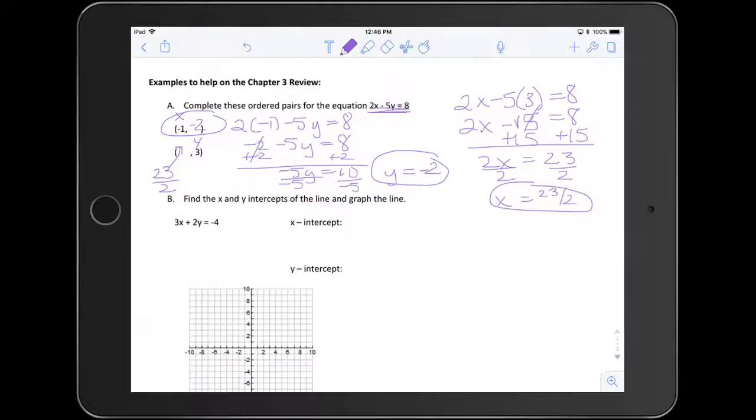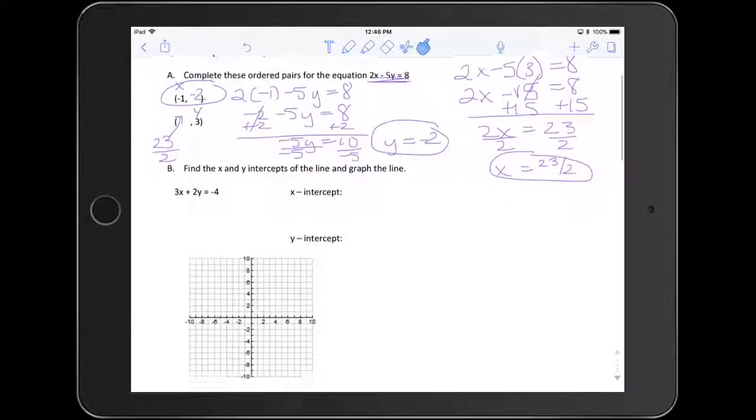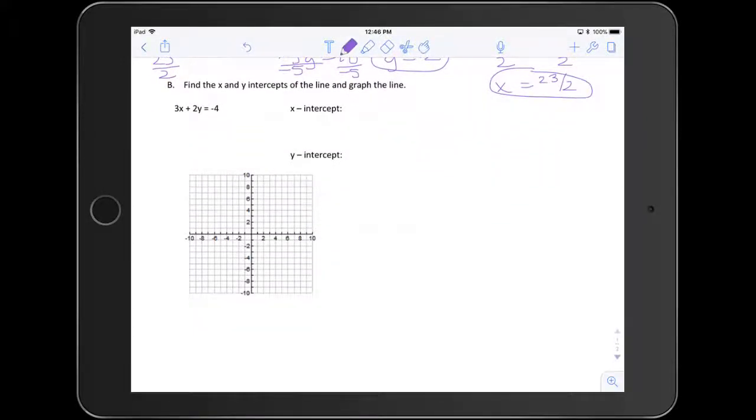Okay. Next, I'm going to go through finding the x and y intercepts of a line. So I'm asking you to find x and y intercepts and then graph the line. So here's my equation. To find the x-intercept, I hope you remember, you're going to replace y with 0. Plug in 0 for y. This could be something for your note card as well. So in your equation, where there was a y, you're replacing it with 0 and solving for x.